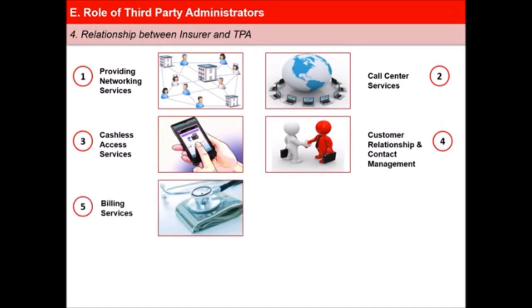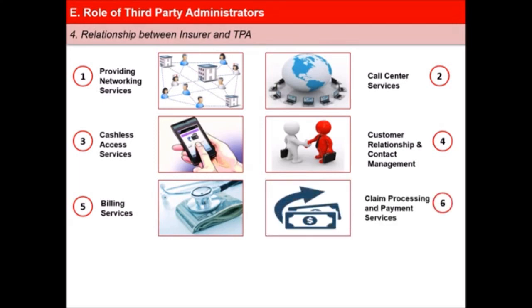Billing services. Under billing services, TPA provides standardized billing pattern, confirmation that the amount charged is relevant to the treatment really required for the illness, and diagnosis or procedure codes. Claim processing and payment services. This is the most critical service offered by the TPAs. It is usually an end-to-end service, that is from registering intimation to processing to recommending approval and payment.